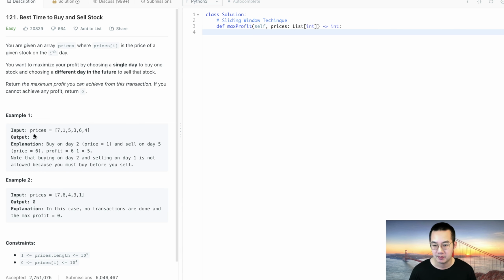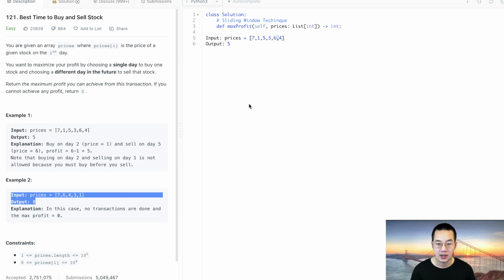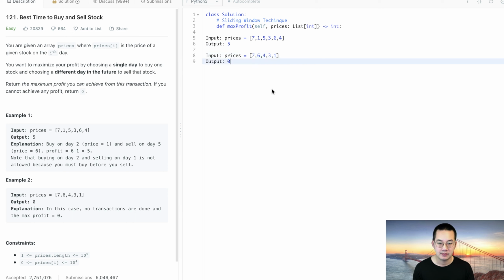So let's see the inputs and outputs that we get. Here we have an input of these prices and we find 5. I believe we buy at 1 and we sell at 6. And here we have prices with an output of 0 because they are in descending order, as we can see.